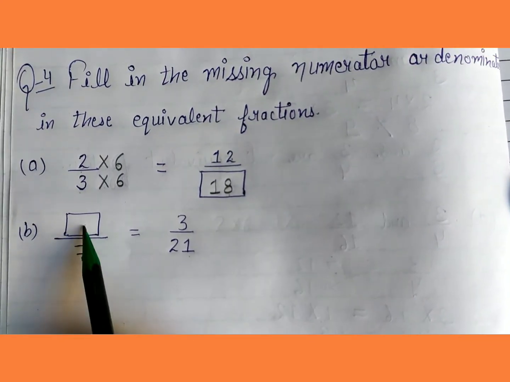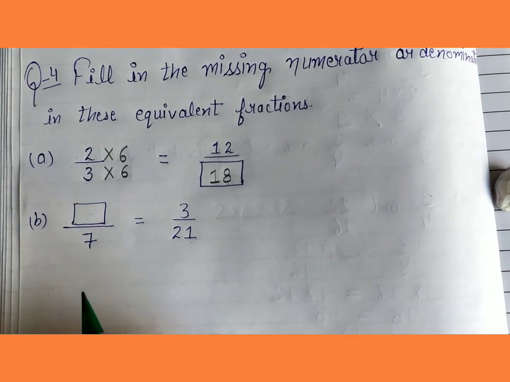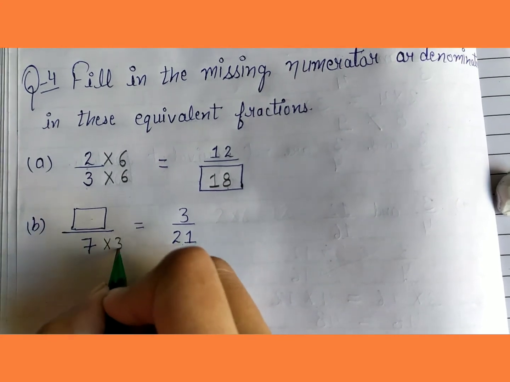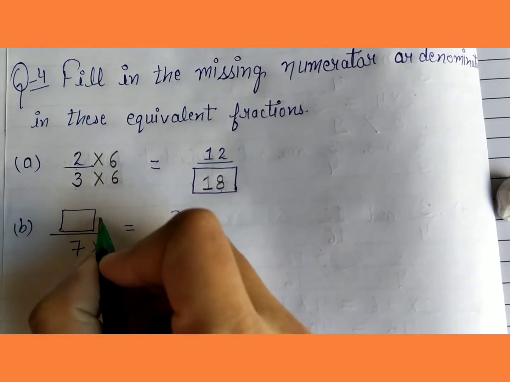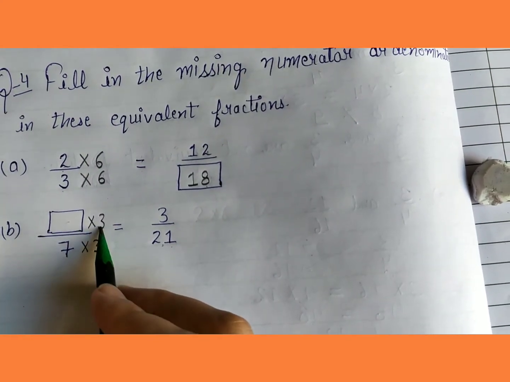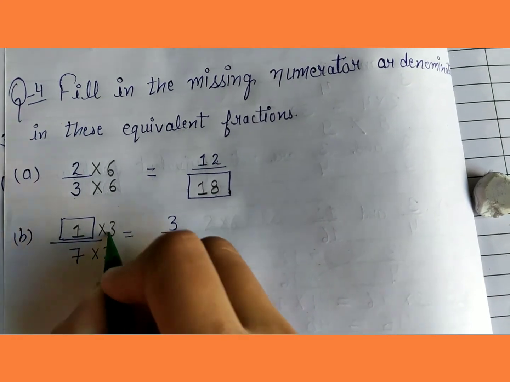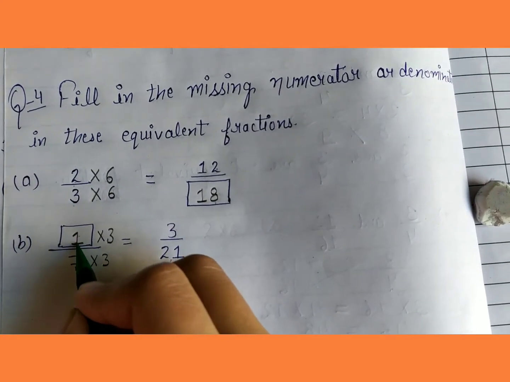Next is dash upon 7 equal to 3 upon 21. Children, you know that 7 multiply 3 equal to 21. Multiply 3 in the denominator of the first fraction. Children, 1 multiply 3 equal to 3. So your answer is 1.